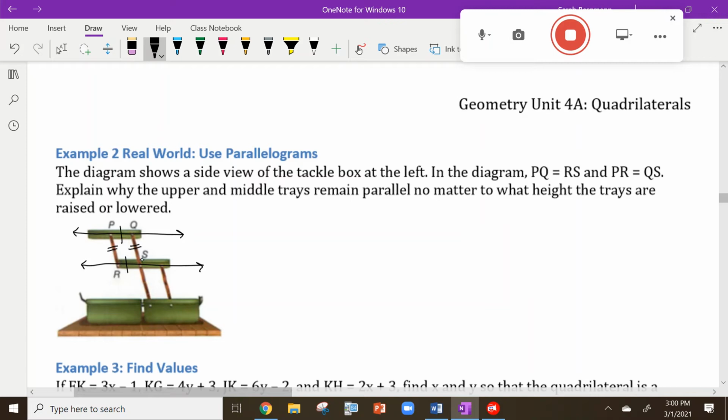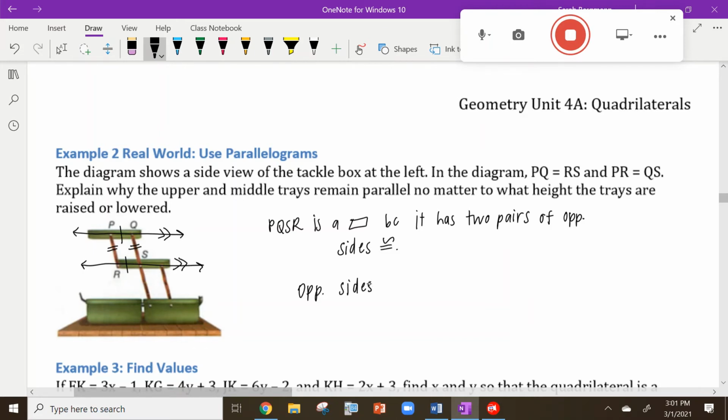PQSR is a parallelogram because it has two pairs of opposite sides congruent. In a parallelogram, the definition of a parallelogram is that the opposite sides are always parallel. So that means that PQ always has to be parallel to RS.